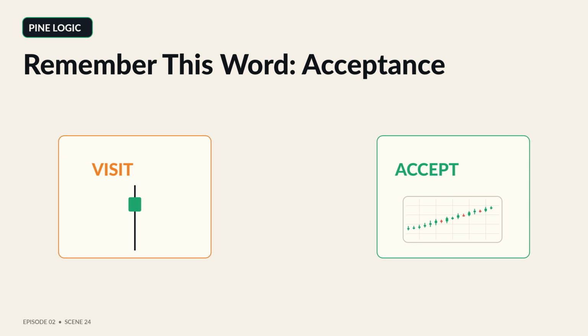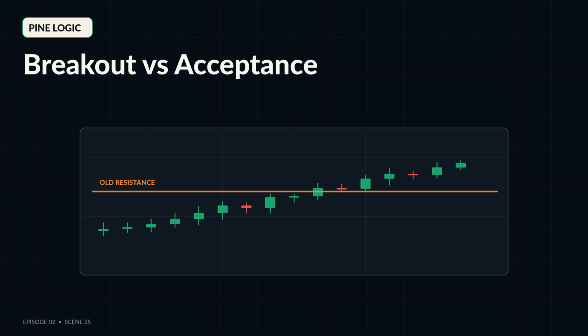Remember this word, acceptance. Price can visit a level without being accepted there. A wick is a visit. Repeated closes, sustained trading, and follow-through beyond the level are stronger evidence that the market is accepting the new area.